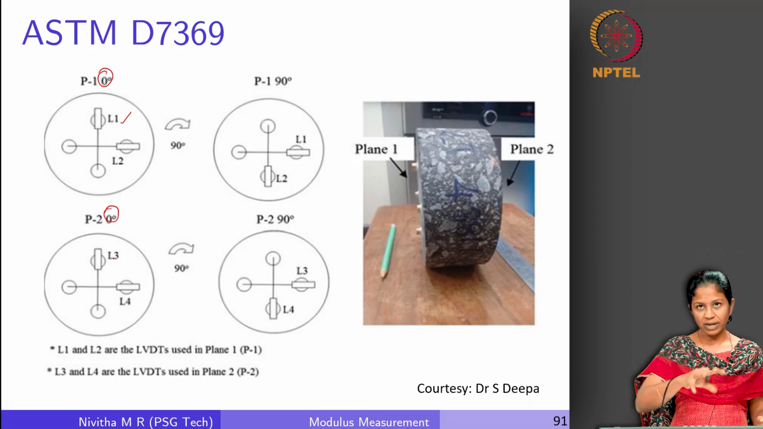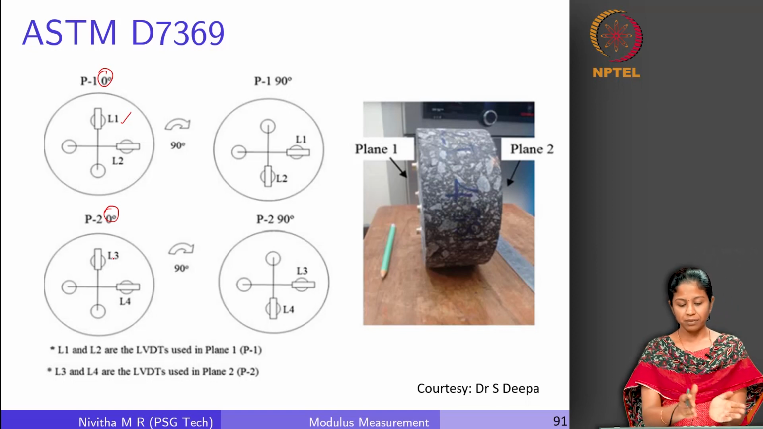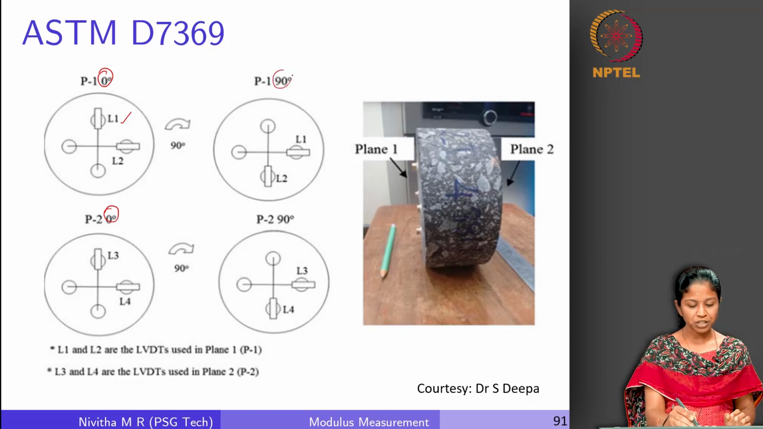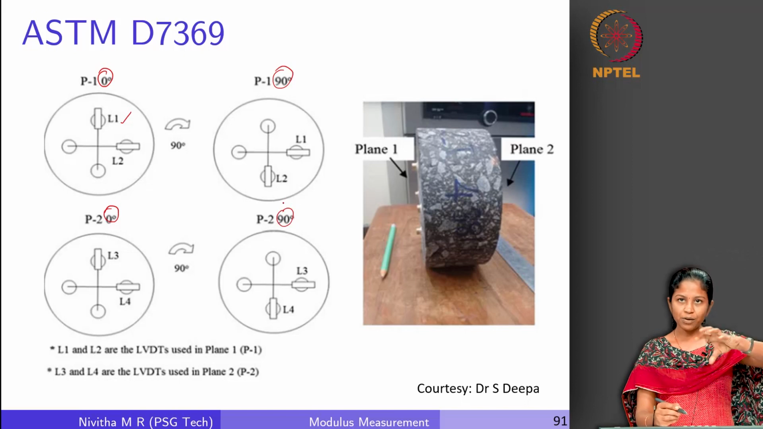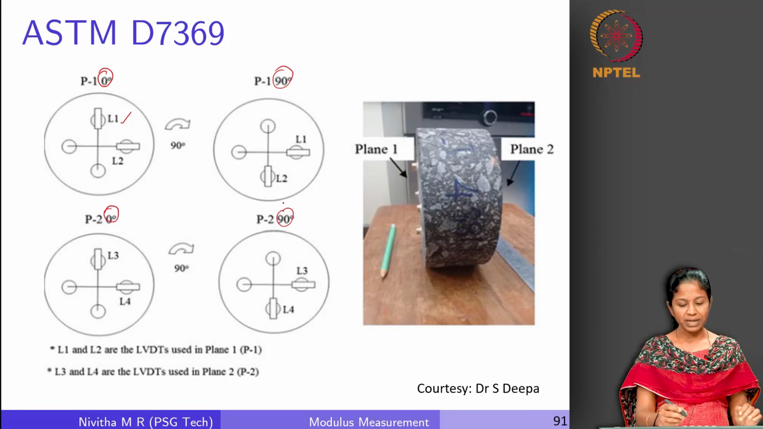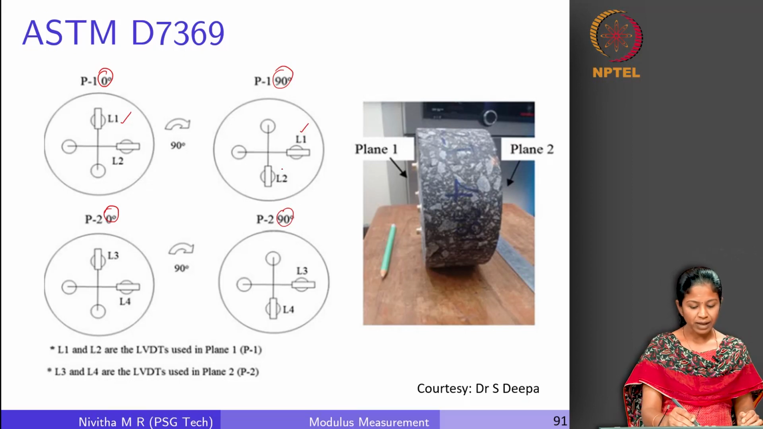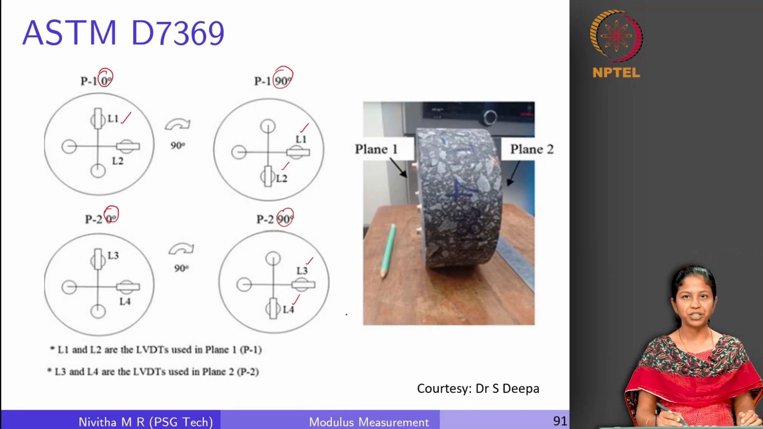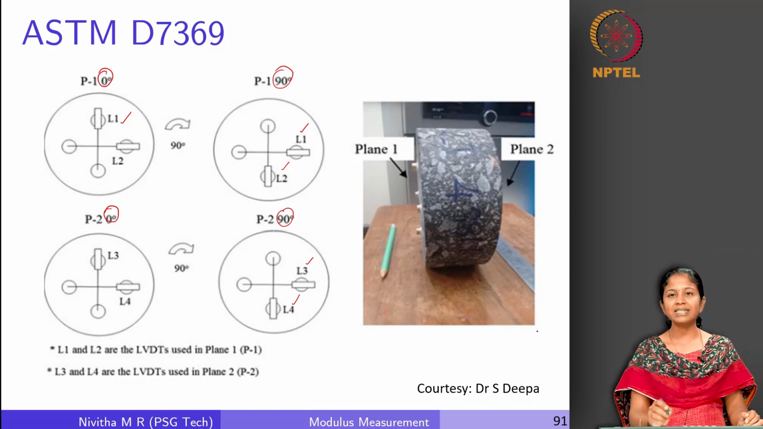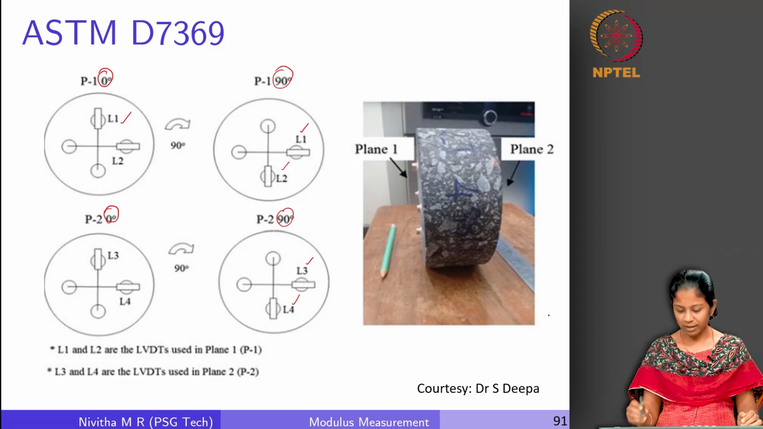Right. Now, we rotate the sample. So, we have the 90-degree rotated position here. In the 90-degree rotated position, we again have two planes. So, we have L1 and L2, L3 and L4. So, we measure the horizontal deformation using L1 and vertical deformation using L2 in this position now. Similarly, L3 and L4. Right. So, these are the measurements that we will be making on this sample.